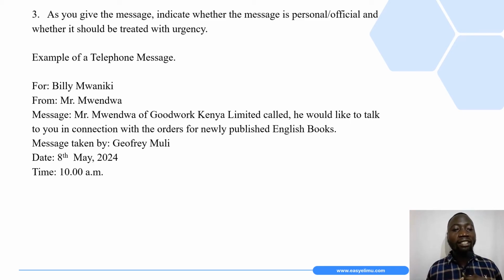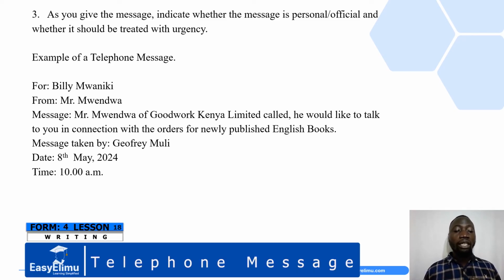With me here is an example of a telephone message. We have different fields. We have the for field that indicates the name of the person who is to receive the message. Then we have the from field, which has the name of the person that is giving the message. Then there is the body of the message. We also have the date. Remember, I said that it is important to include the date and time that the message was given.